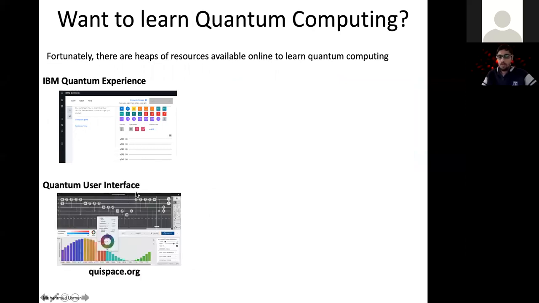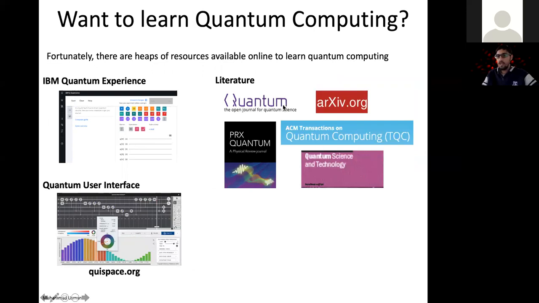There is also the quantum user interface, which is the simulator that we have developed. You can access it free of cost at this link, and you can use it to make your own quantum circuits, play with it, and learn from it. There is a lot of literature that you can follow. For example, these are some of the journals that regularly publish quantum computing papers.